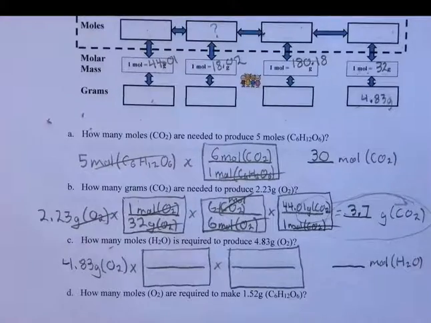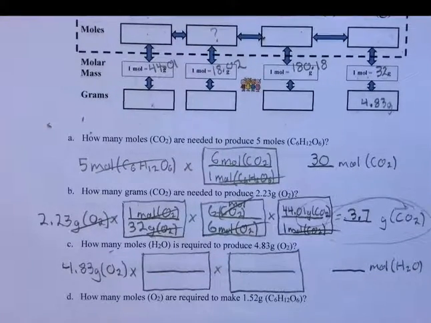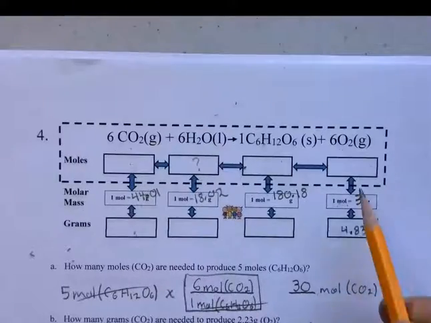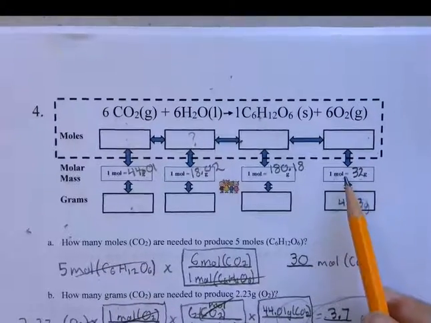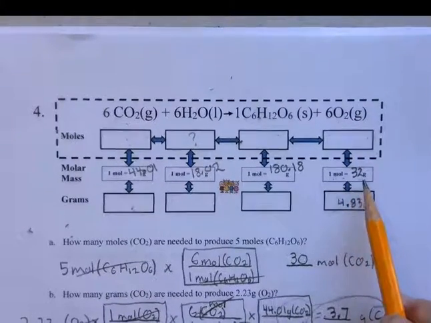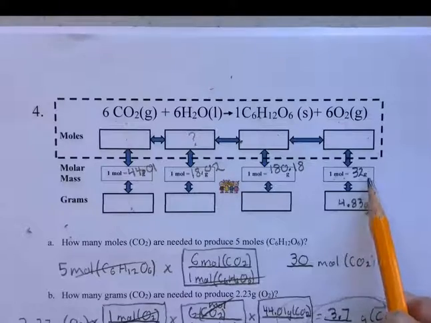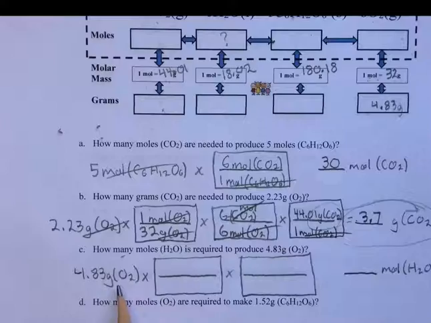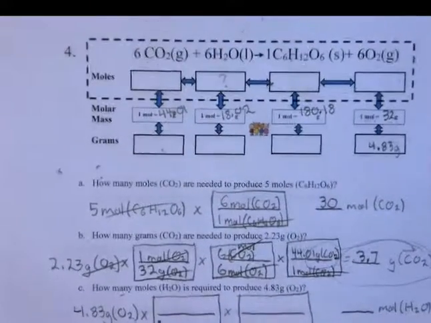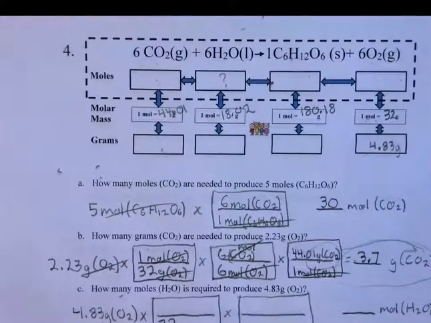Okay, so what do we got to do? Well, we got to do the molar mass to get us from grams into moles. So it's 1 mole of O2 for every 32 grams of O2, or 32 grams of O2 over 1 mole of O2. This says we need grams of O2 on the bottom. So we're going to put 32 grams of O2 on the bottom, and it's a molar mass, so it's 1 mole of O2 on the top.